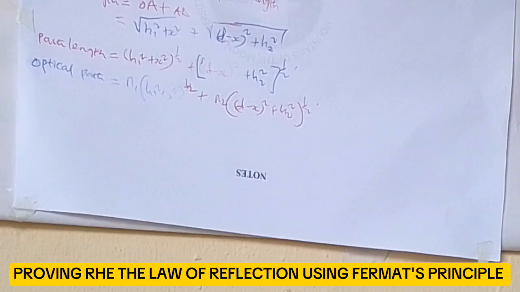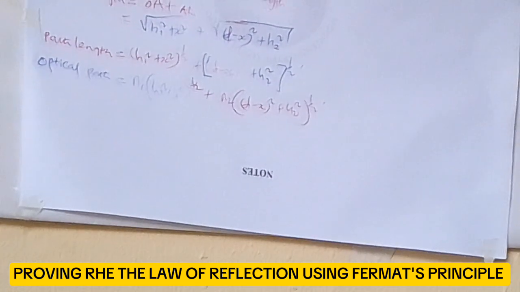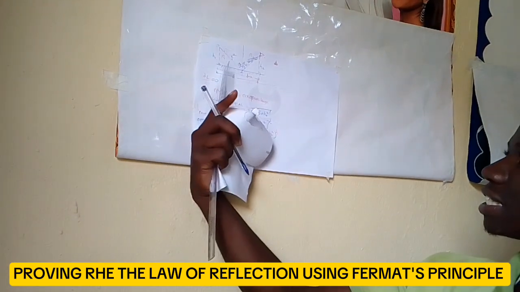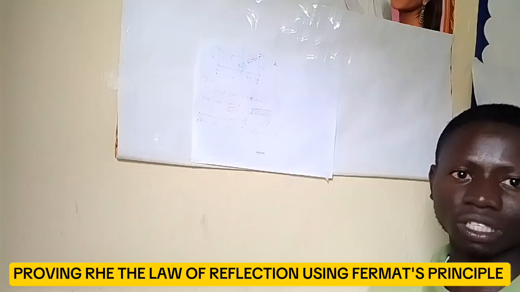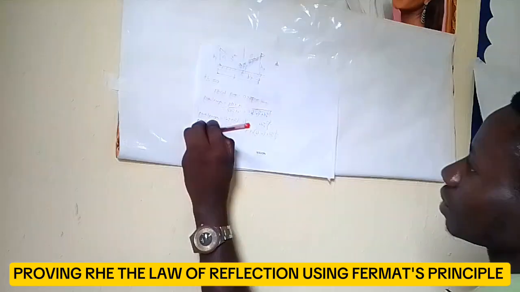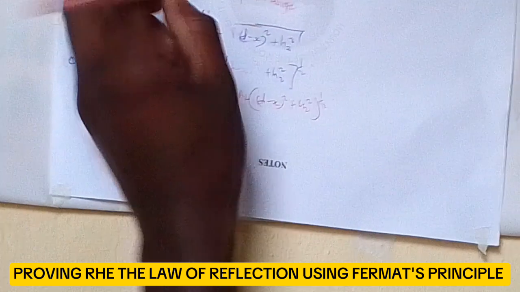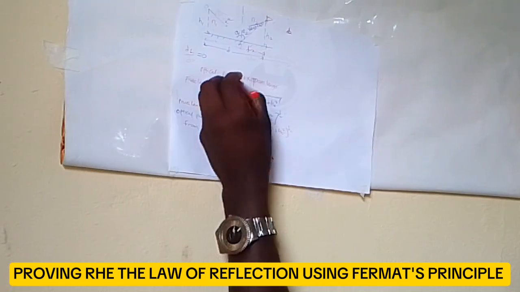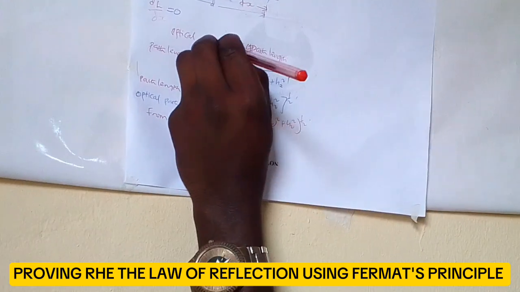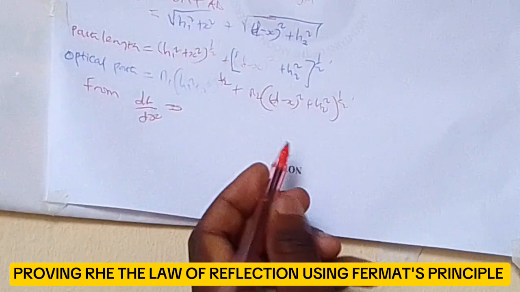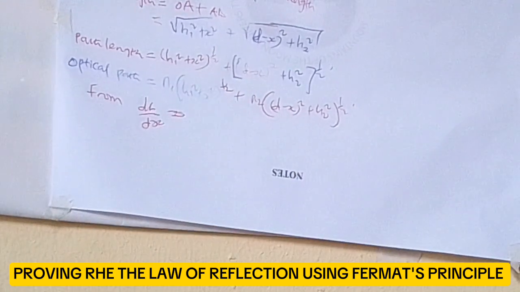So from Fermat's principle, when you differentiate the optical path with respect to x, we shall get 0. We equate it to 0 after differentiating. Actually here we should have said that our optical path, we can name it LO. So our dLO/dx is 0. So we are differentiating this and then we equate it to 0.